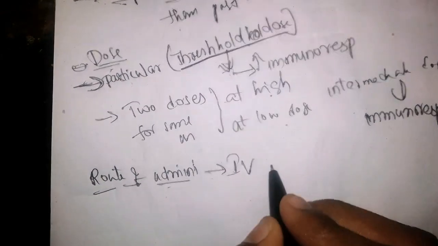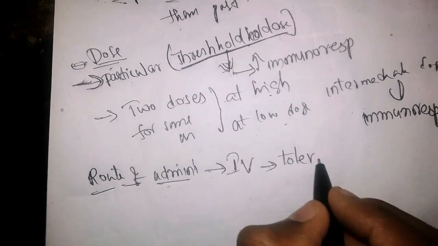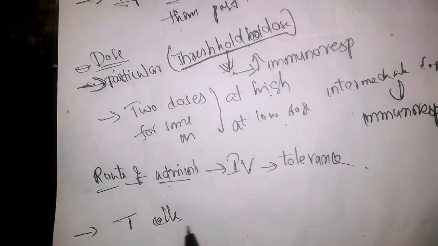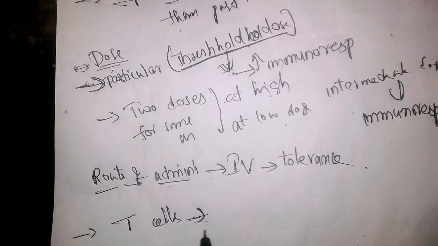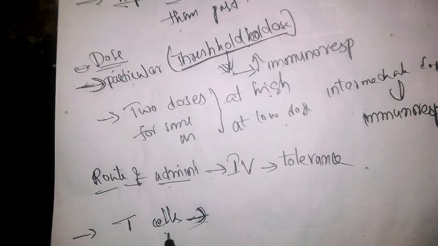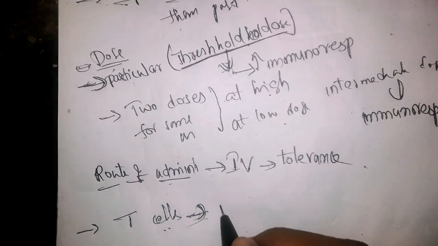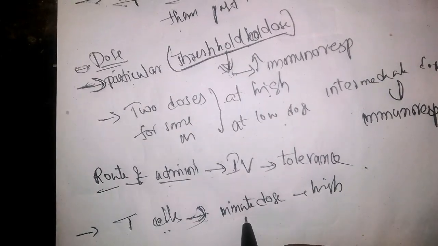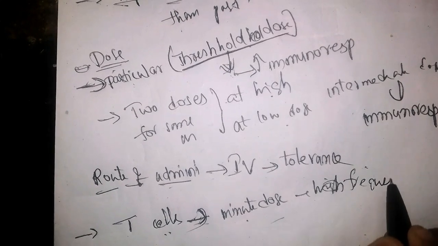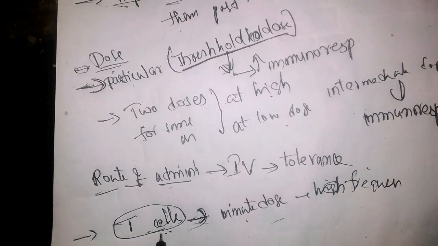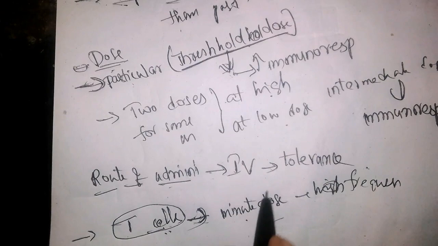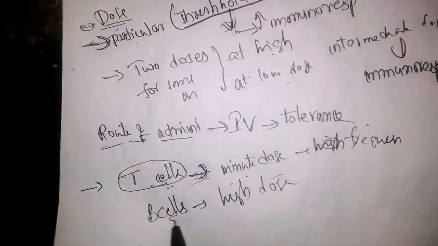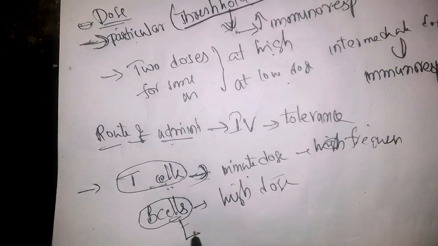And the last is route of administration. IV is most preferred for tolerance generation. We can induce tolerance in T cells by giving minute doses but with high frequency, which means we have to give these minute doses frequently. Then these T cells will become unresponsive to that antigen. Whereas B cells become unresponsive when antigen is given at high doses.